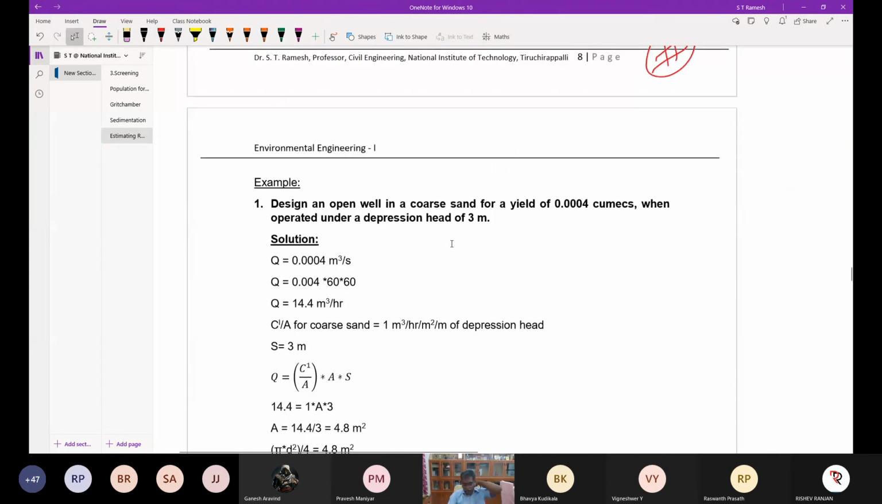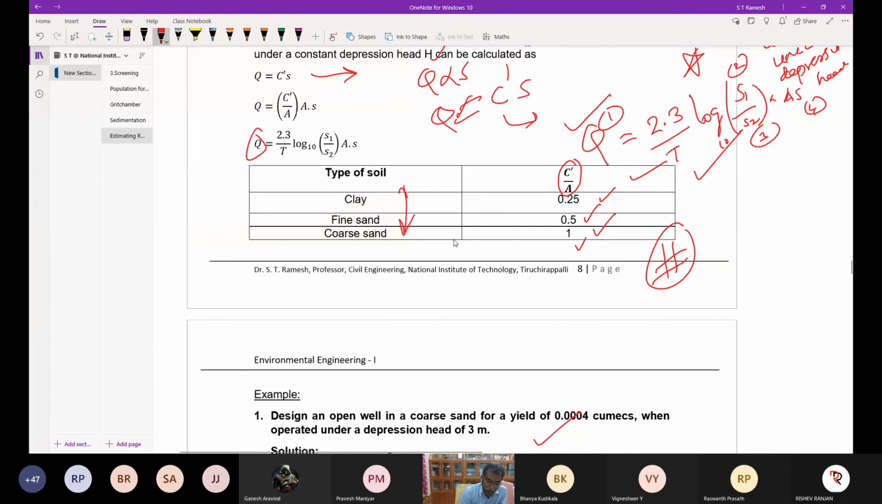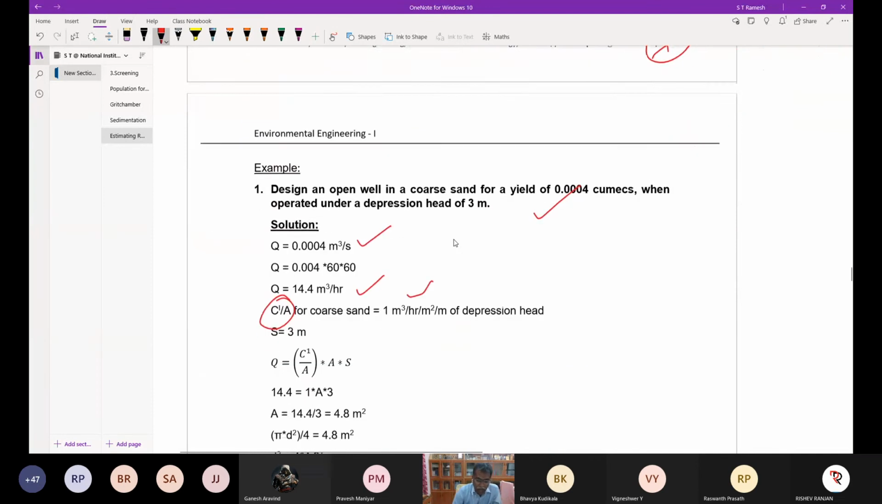So you look into the problem. Design an open well in a coarse sand for a yield of 0.0004 Qmax when operated under a depression head of 3 meter. It's very simple. Q value is being given. I convert it in terms of meter cube per hour, and you can refer to the tabular column. I have picked up C dash by A value as 1 from the tabular column.